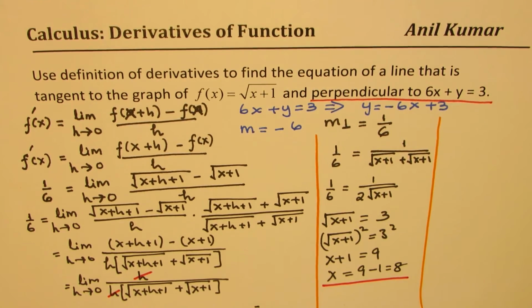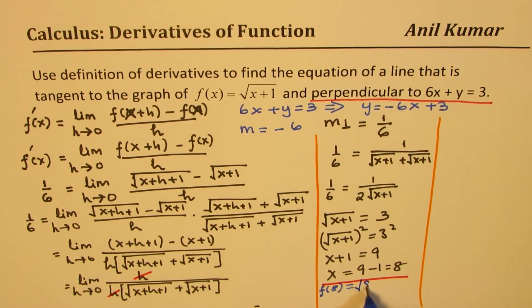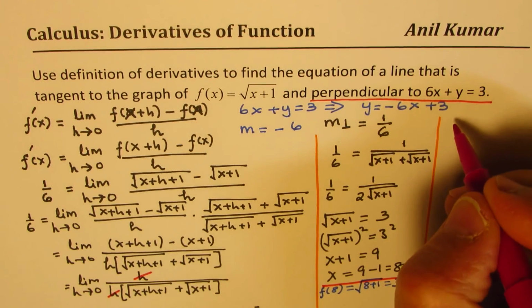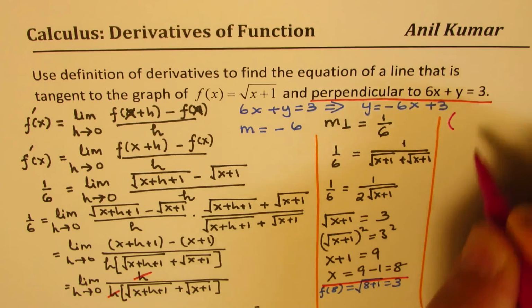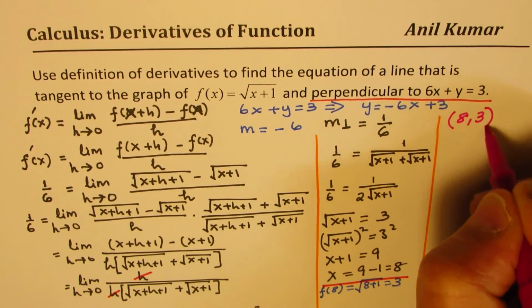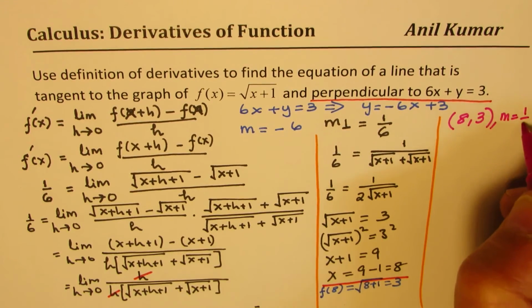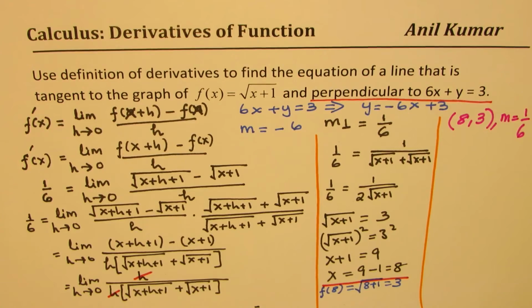We should also find the y value. So y will be what? That is f of 8 is what? So f of 8 will be, substitute 8 here. So square root of 8 plus 1, which is 3. So we get our point, right? So at a point which is x value of 8, the y value is 3, we have a slope which is 1 over 6. Perfect. So that's what we get.